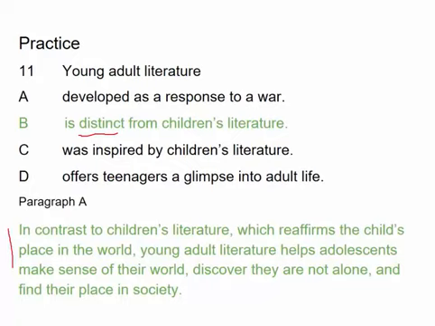And D, offers teenagers a glimpse into adult life. Okay, this also doesn't work. The topics and themes of young adult literature are not about adult things. They're about teenage and young adult things, themes, ideas, interests. So no, it doesn't give teenagers a glimpse into adult life. It is a category of books that is about teenagers and things that they are experiencing in their own lives. And so that answer choice does not work.